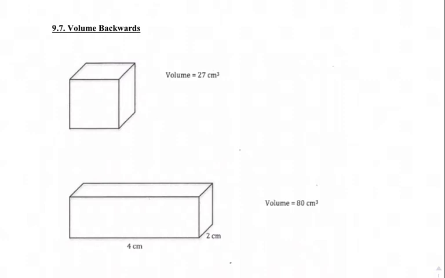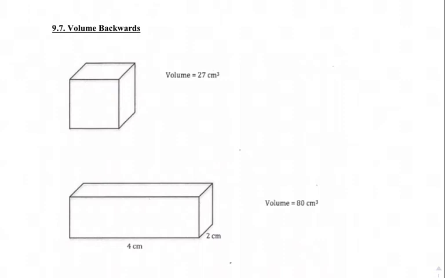So Lesson 7 is volume working backwards. It's going to give you the volume and you're going to have to solve for either the length, the width, the height, the side, the radius, or so on. So we're going to go through 3 examples. You're going to try 2 on your own and then you're going to do your homework.